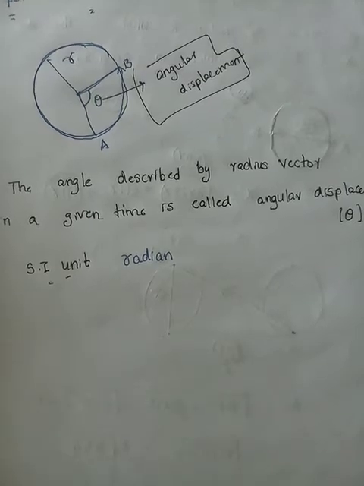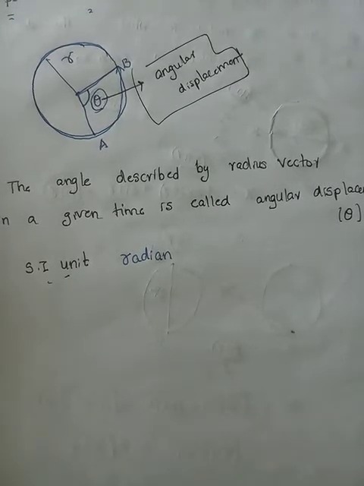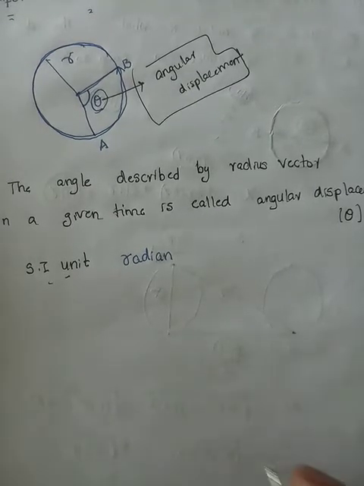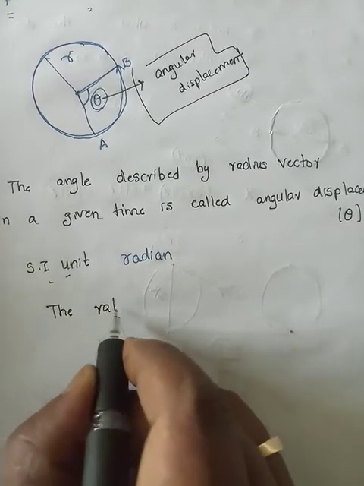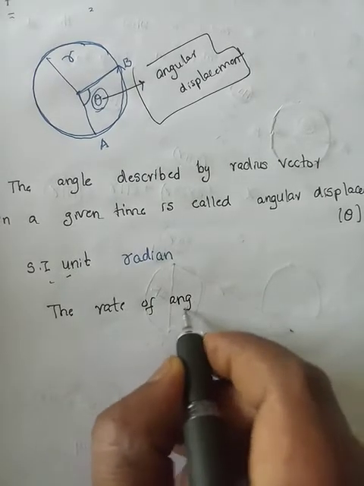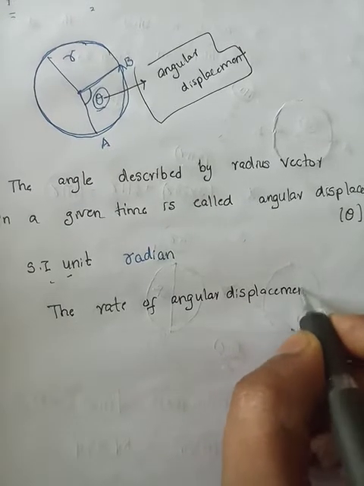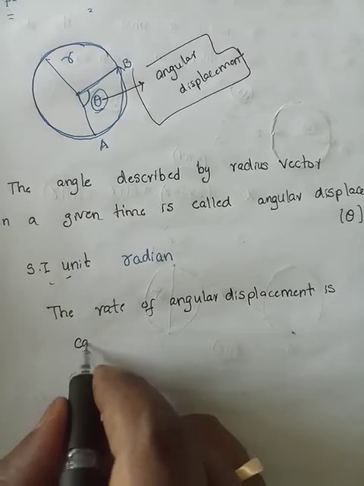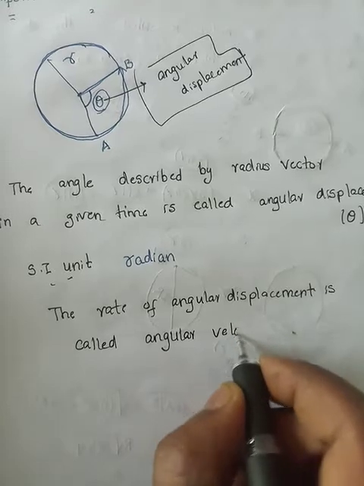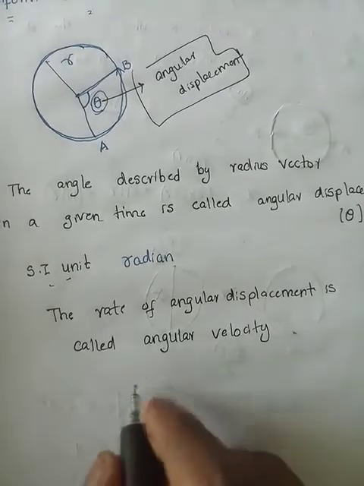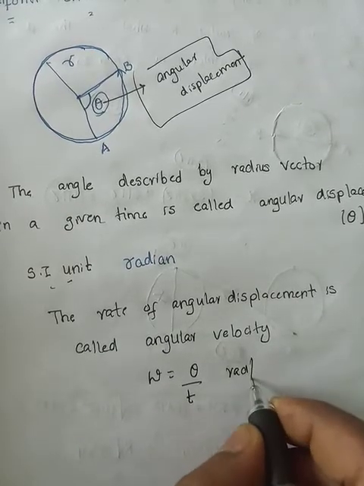For example, the particle is moving and making angular displacement theta in a time interval t. We can say that the rate of displacement is called velocity, and the rate of angular displacement is called angular velocity. Omega is equal to theta by t, in radian per second.